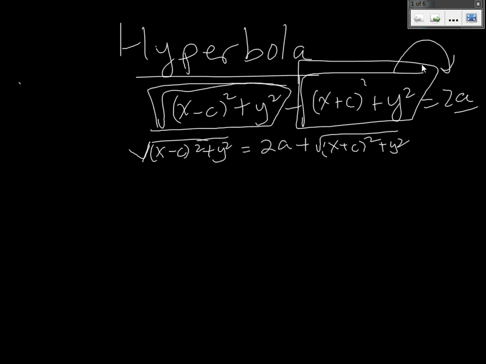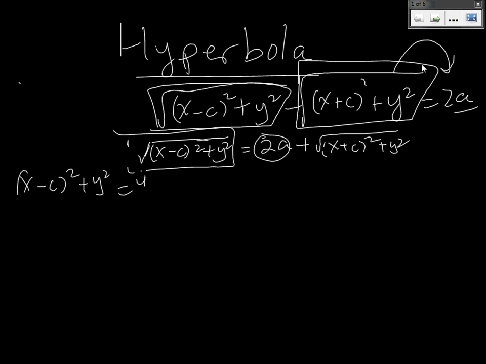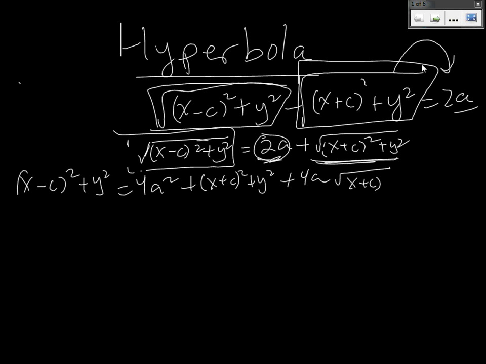Now, square root. When I square this side, I just get what's underneath the square root sign. I get (x minus c) squared plus y squared. When I square the right-hand side, I get that squared, plus that squared, which is just what's underneath the square root sign, plus 2 times that, which is 4a, times that, called the middle term. Don't ask why I didn't put it in the middle.